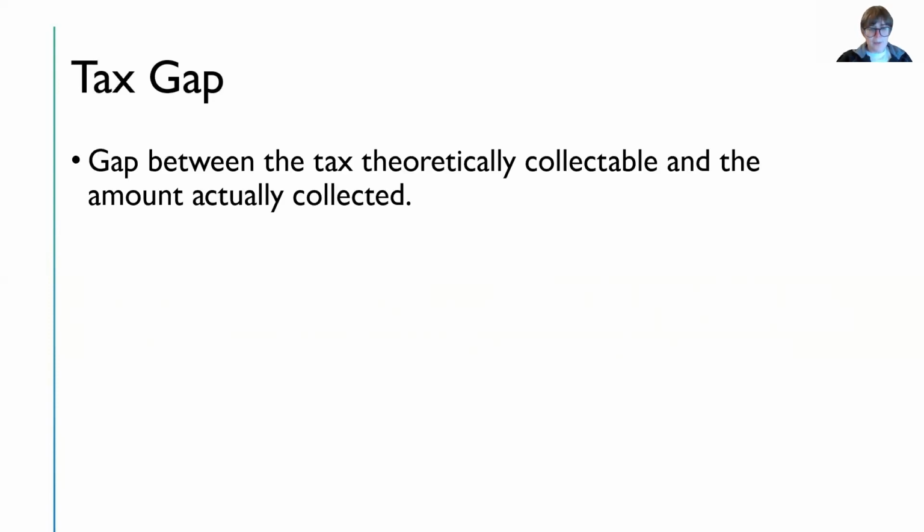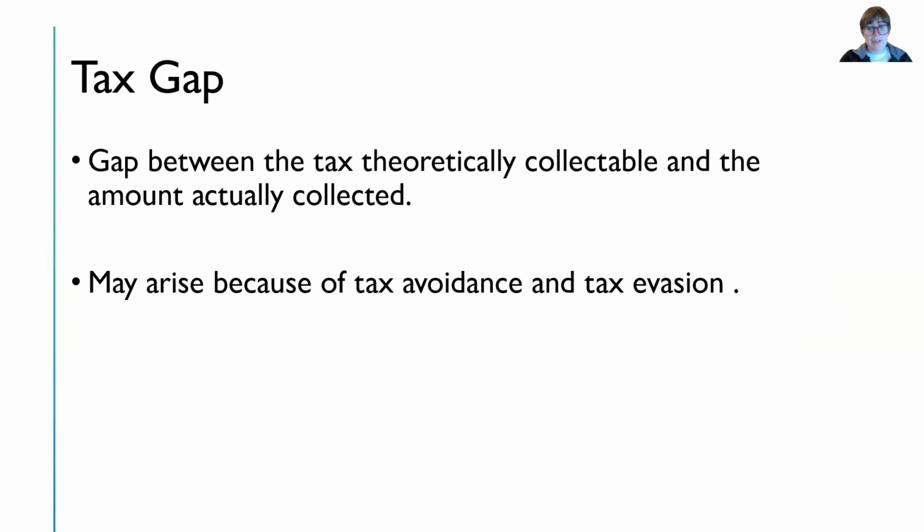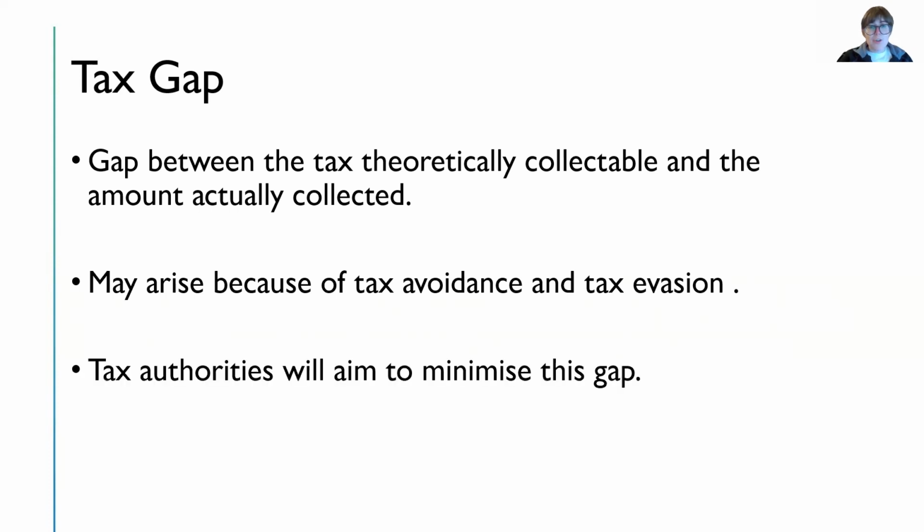Tax gap. So this is essentially a gap between the tax theoretically collectible and the amount which has actually been collected. So this may arise because of tax avoidance and tax evasion. Tax authorities will aim to minimise this gap as much as possible.